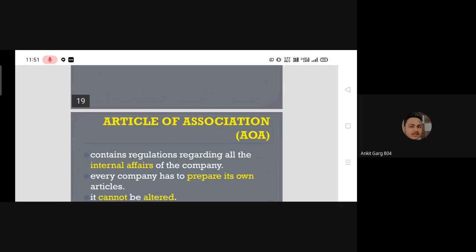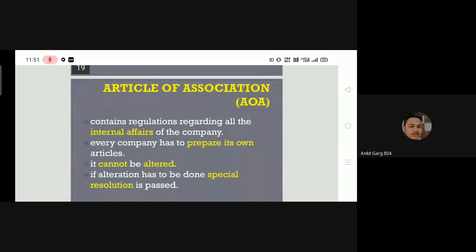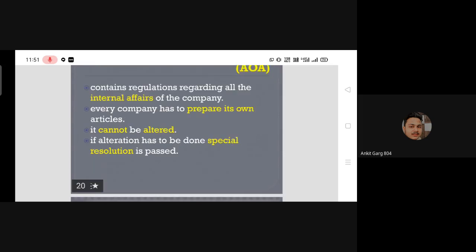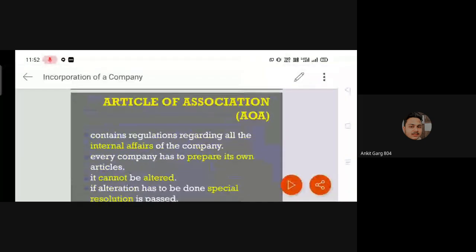Now it is a very important document of the company, that is AOA, Articles of Association. It contains regulations regarding all the internal affairs of the company. Every company has to prepare its own articles, otherwise there is no meaning of a company. It cannot be altered. If alteration has to be done, then again, as we discussed earlier, a special resolution has to be passed, otherwise there is no alteration in the articles of association.